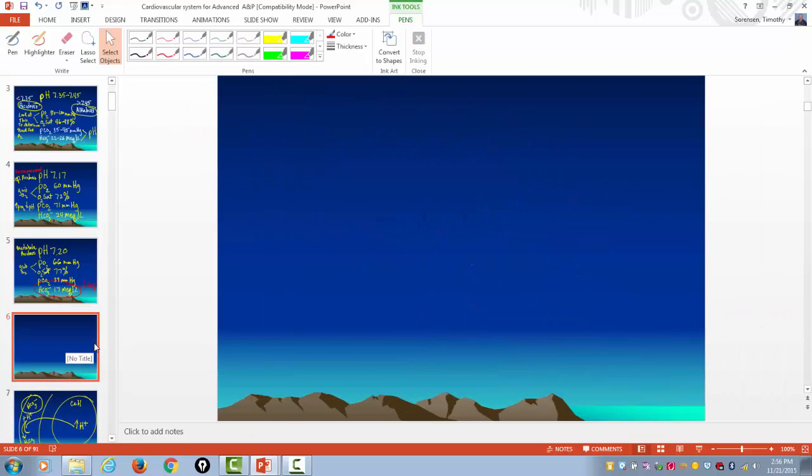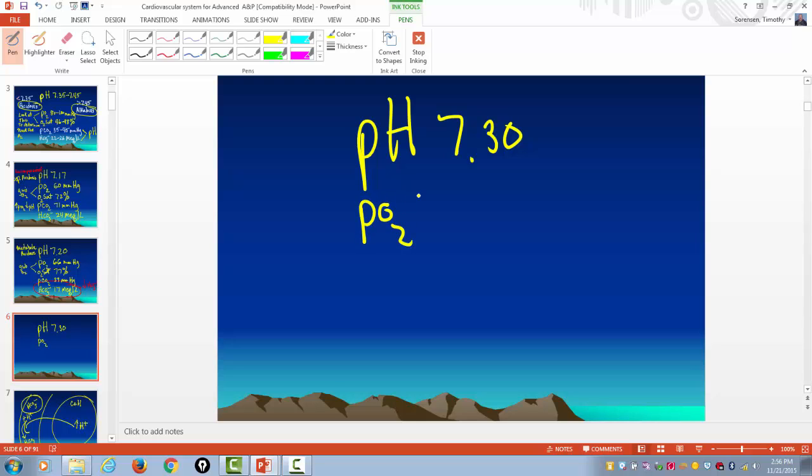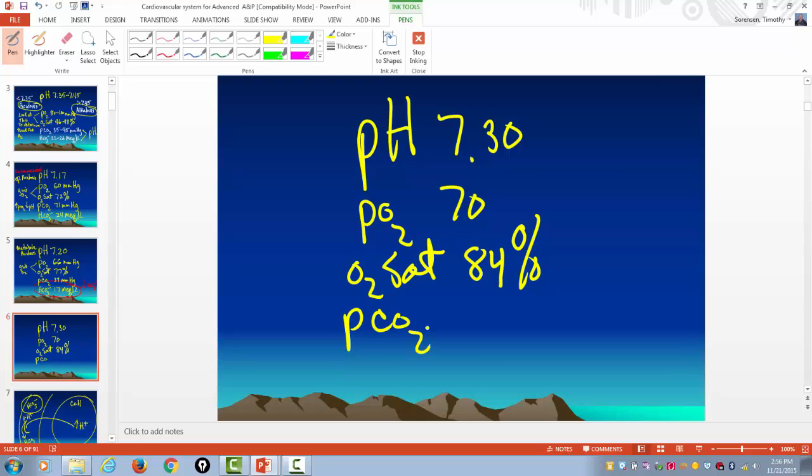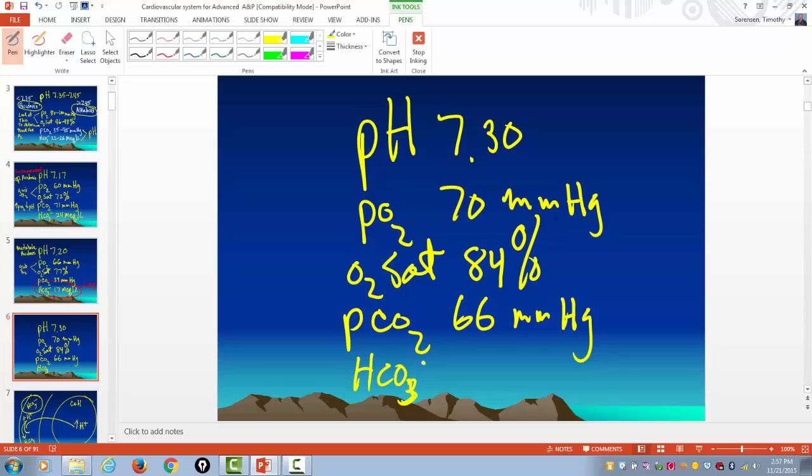All right, so let's try another one. Here we go, pH. And again, PO2 and PCO2 are pressures, so they're measured in millimeters of mercury. And bicarbonate is an electrolyte, so it's measured as milliequivalents per liter.